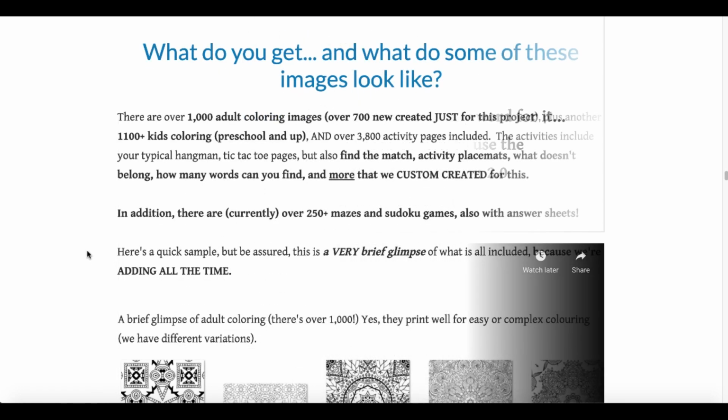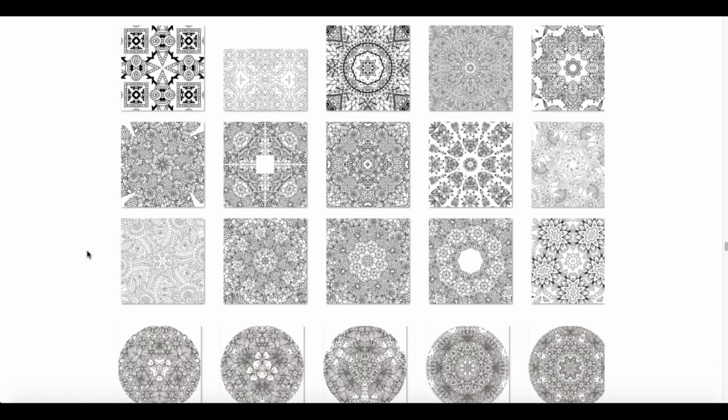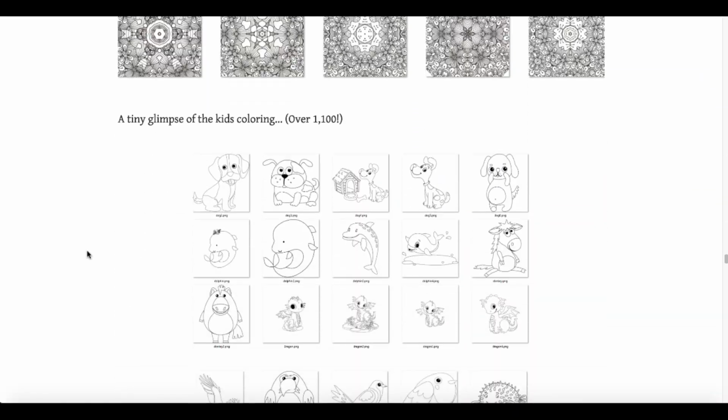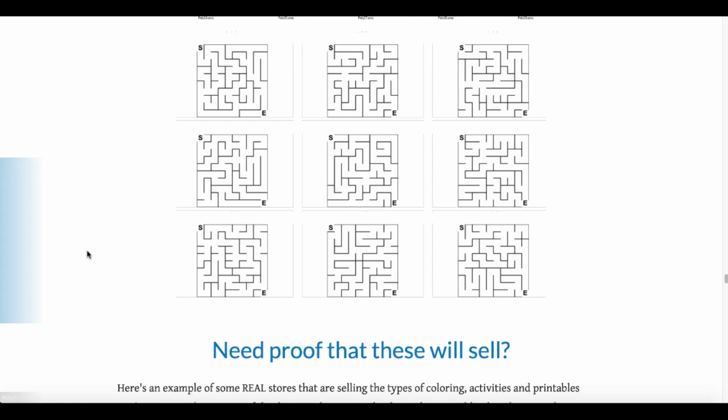So back to the sales page, what do you get and what do some of these images look like? There are over 1,000 adult coloring images, over 700 new created just for this project, plus another 1,100 kids coloring images, 250 mazes and Sudoku games, and you can scroll down through here and check out some of them that are there, as well as the other images and the games and the activities.